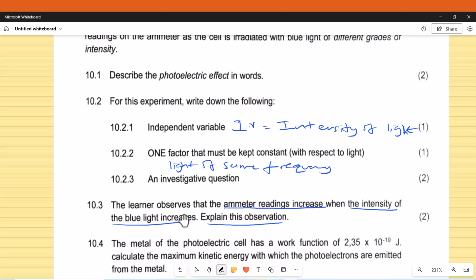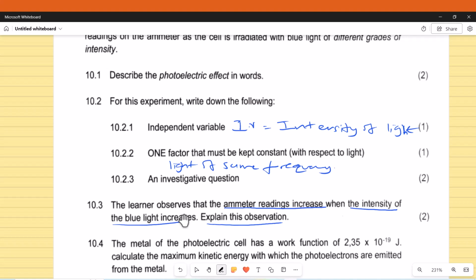What can we say? Now here, the greater intensity means that we have more photons irradiating the metal surface per unit time. That's why they are proportional. So the greater the blue light intensity, the greater the ammeter readings.